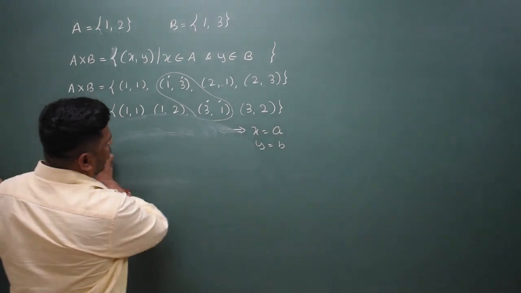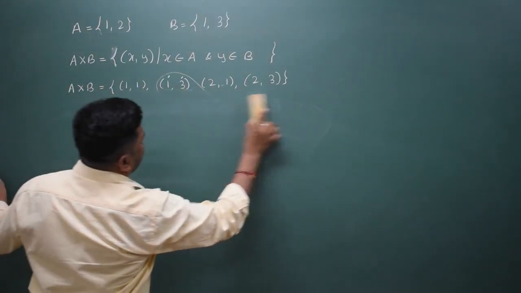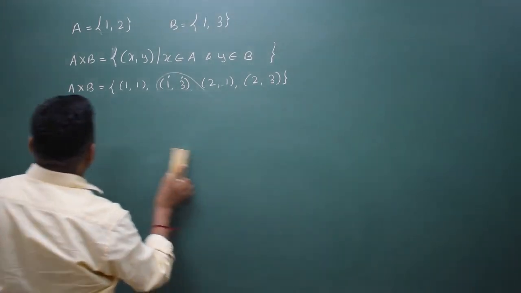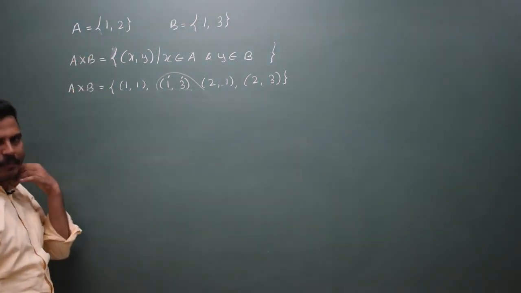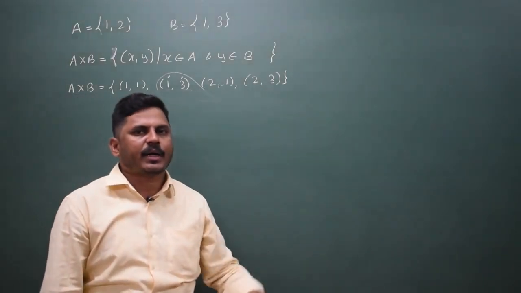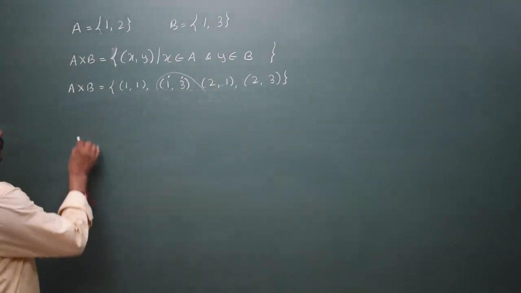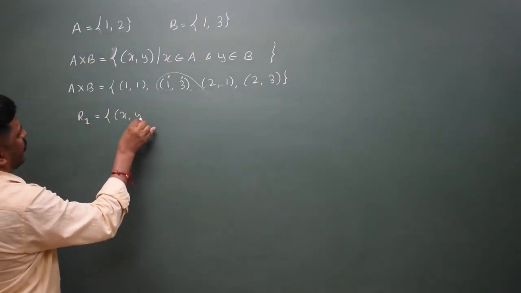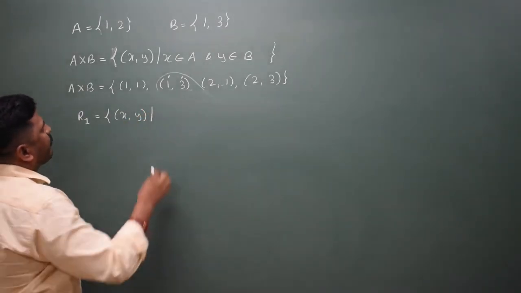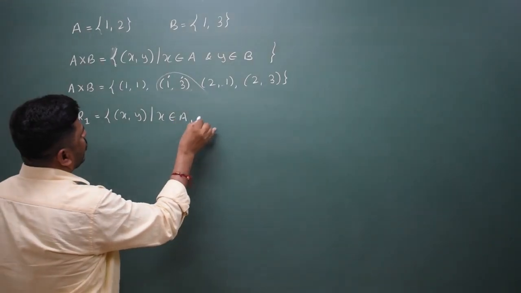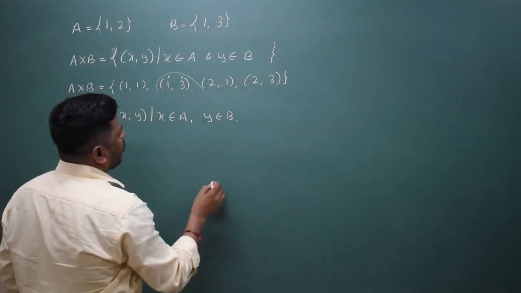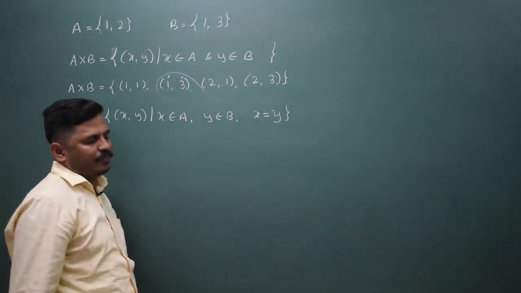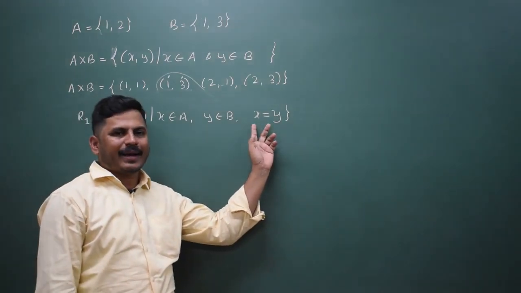The next is relation. So ಇದನ್ನೇ ತಗೋತೀನಿ. Under the same example I will explain and then I will define what exactly the meaning of relation. So one relation I will take, say R1, that is (x, y) such that x is in A, y is in B, x is equal to y. This is how the elements are related.